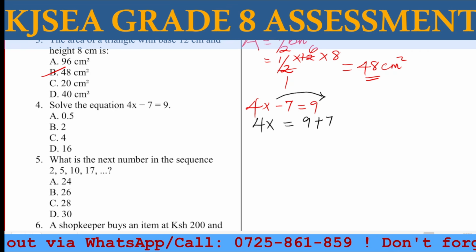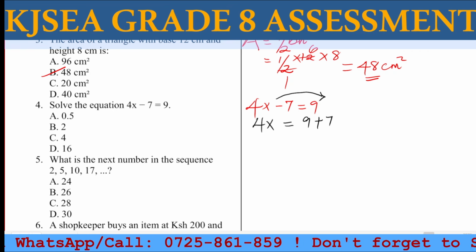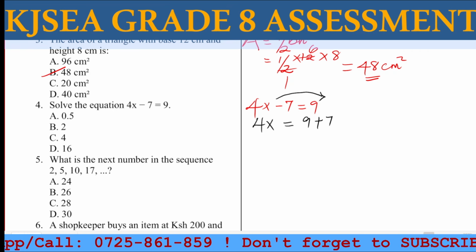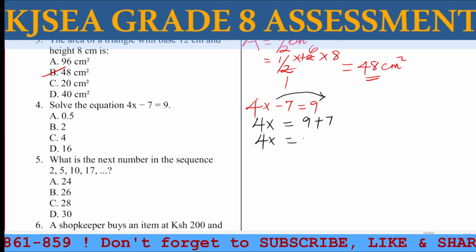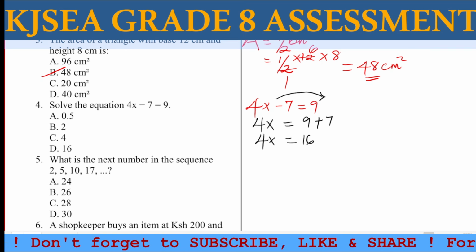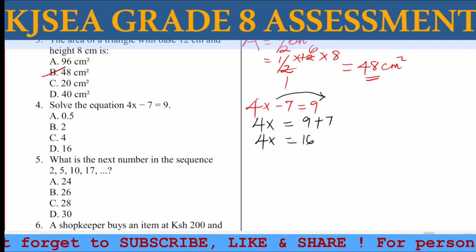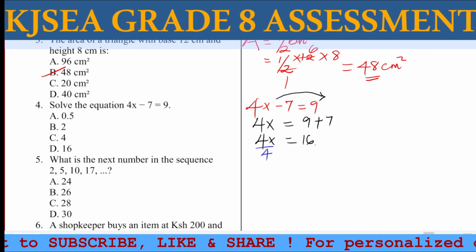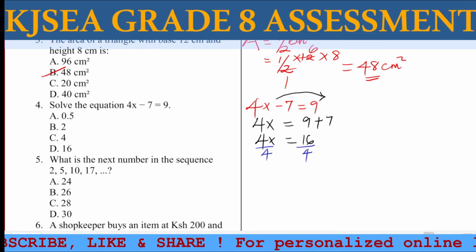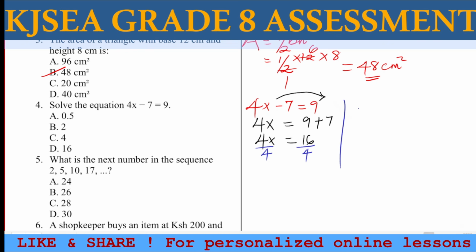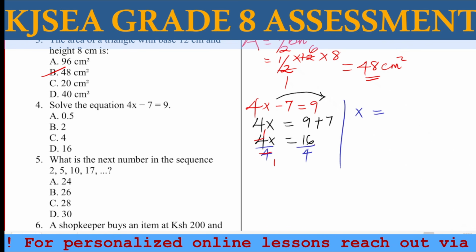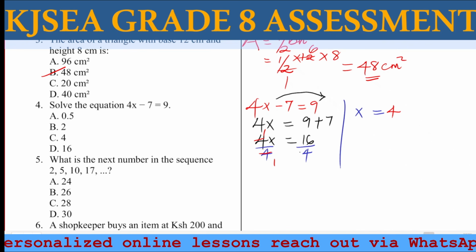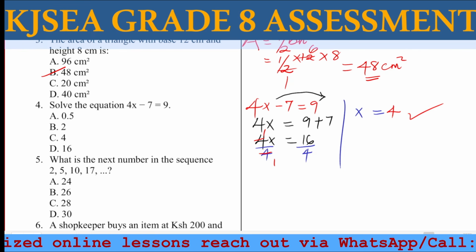Or simply what you can do, you can add 7 to both sides to get rid of 7. So this gives 4x is equal to 9 plus 7, that is 16. Then from there, divide both sides by 4 to remain with x. This will give x to be 16 divided by 4, which is 4.